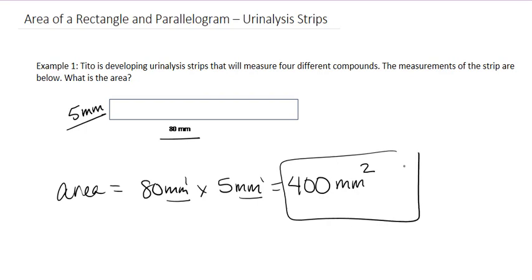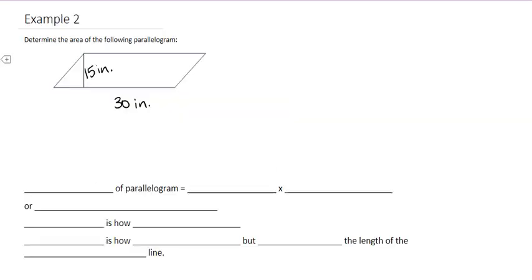So let's now look at another example. So now we're going to determine the area for the following parallelogram. This example is a little different than the rectangle because it looks like a diamond with the width being slanted. Since the outside lines are not straight up and down, we have to use a different formula. So the area of a parallelogram is the base times the height. Also looks like this: A equals B times H.